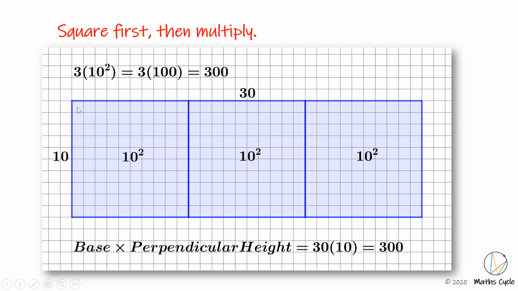Another way to look at this is that the width of one of these squares is 10. So the width of the full shape would be 10, 10, and 10, which is 30. So that width there is 30, and the height of this shape is 10. If you wanted to find the area of the big rectangle, it would be base multiplied by perpendicular height, which is 30 by 10, which equals 300. Again, same answer.